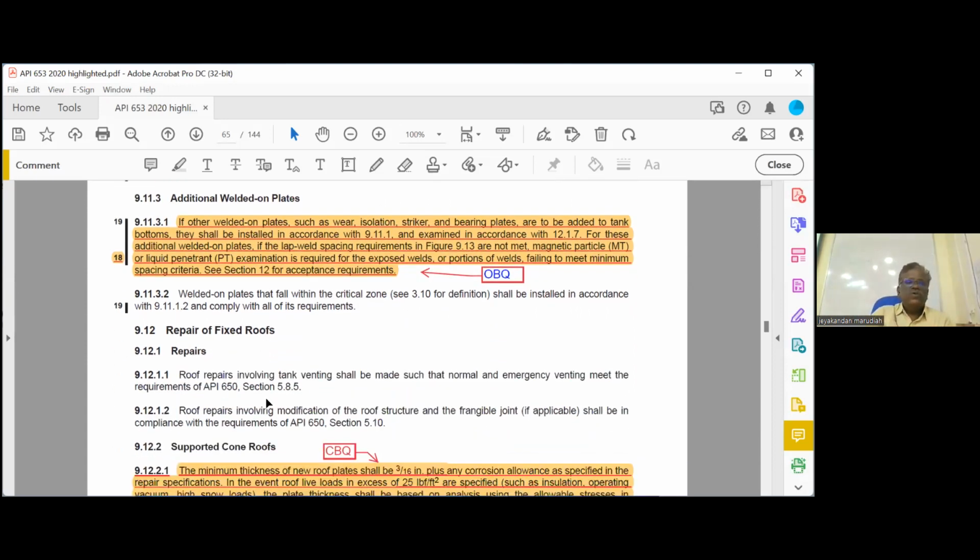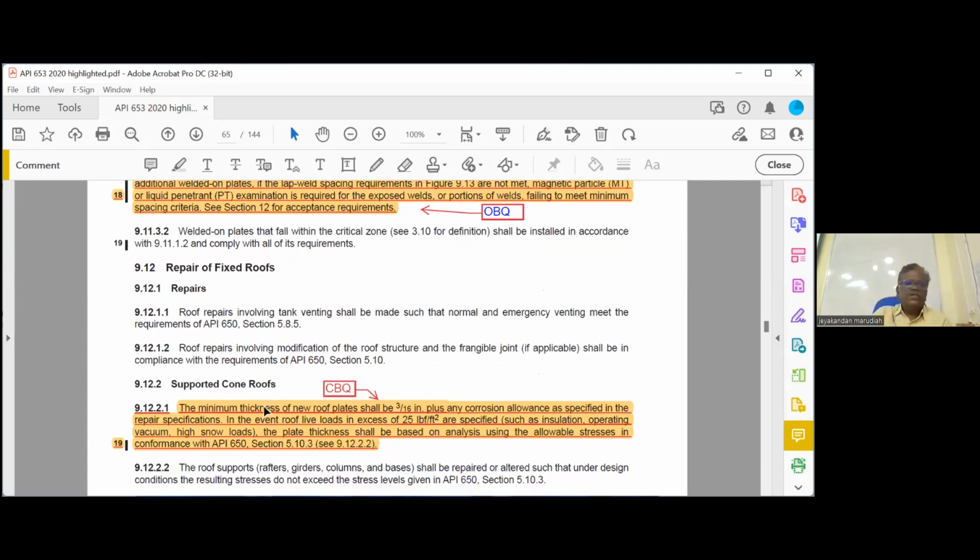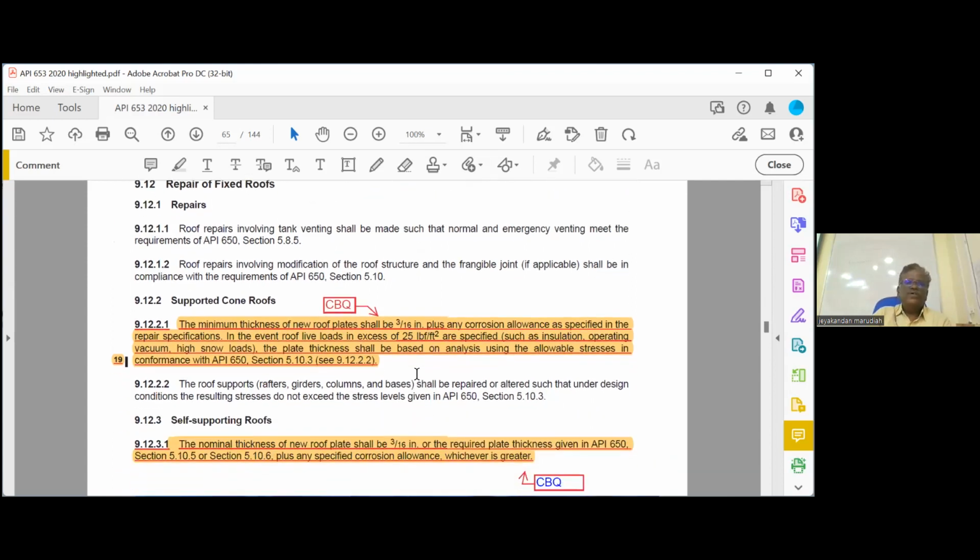Now, roof. In roof, nothing important. The minimum thickness of the new roof plate shall be 3/16 inch. That's all. When you are replacing a roof, supporting roof, new plate minimum 5 mm. Same for self-supporting, nominal thickness shall be 3/16 inch plus any specified corrosion allowance. That is also important.